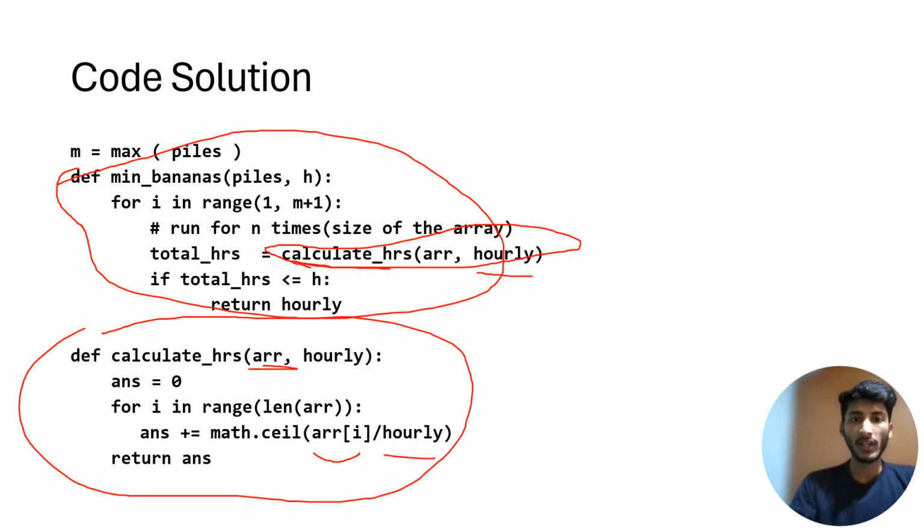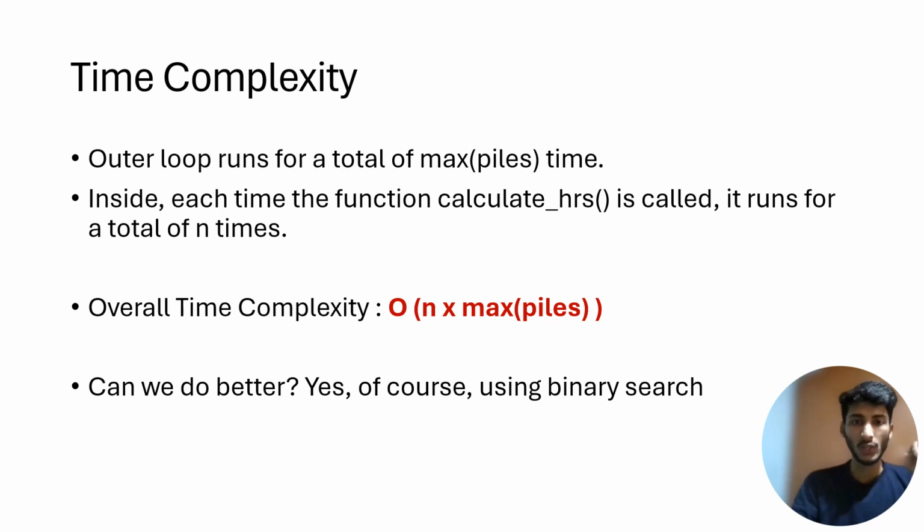So that means I'm calling this function calculate hours m number of times. So it's a loop inside a loop, and if you have to find the total time complexity, it will be the multiplication of both of them. Calculate hours takes n time, and the loop inside the minimum bananas function takes the maximum of the piles array. So in total, it will be the multiplication of both of them. That is why the total time complexity comes out to be n multiplied by max of piles.